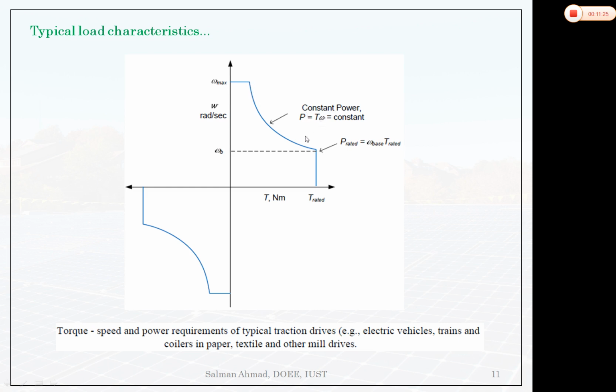If you multiply torque and omega, the power will be torque into omega, or torque into speed. Here, as the speed decreases, torque increases, so the product is constant. So this is also called constant power drives. You can see from this characteristic that it is ideally suitable for DC series motor drives. That's why in traction drives we still prefer DC series motors.